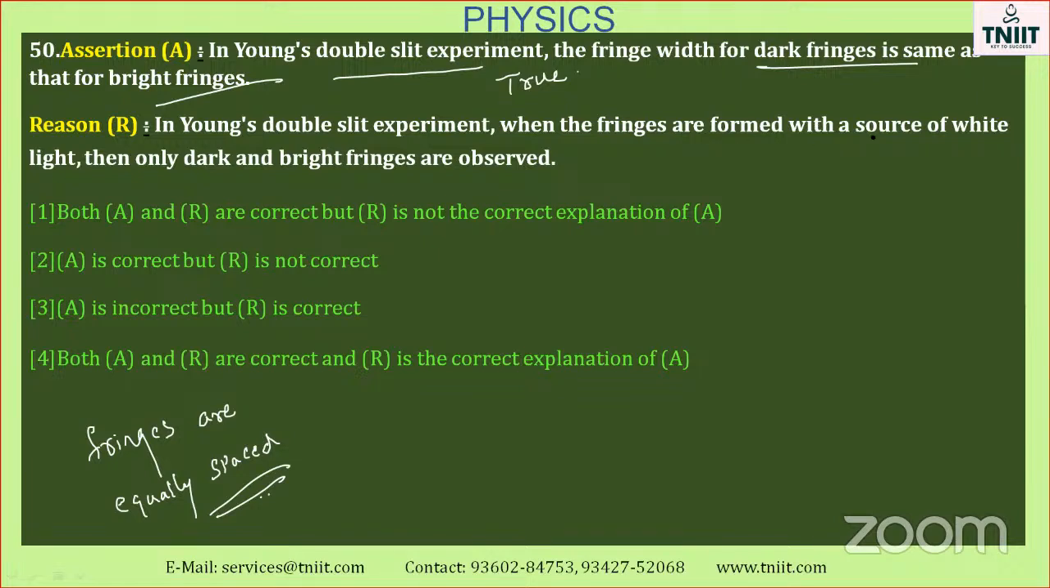In Young's double slit experiment, if fringes are formed with a source of white light, then only dark and bright fringes are observed? No. If you use white light, colored fringes are going to be formed. So it is not only bright and dark, it should be a colored fringe. So the reason is false. So assertion is correct, reason is not correct. So option 2 is the right answer.